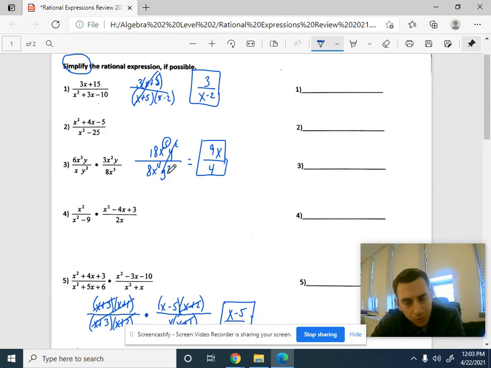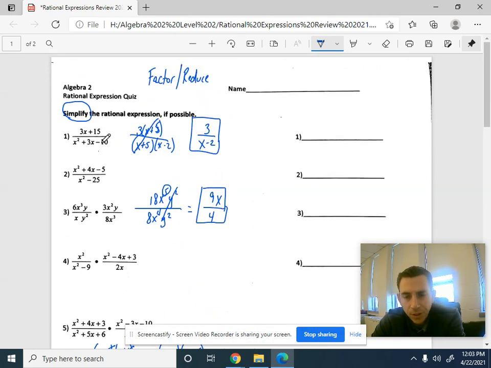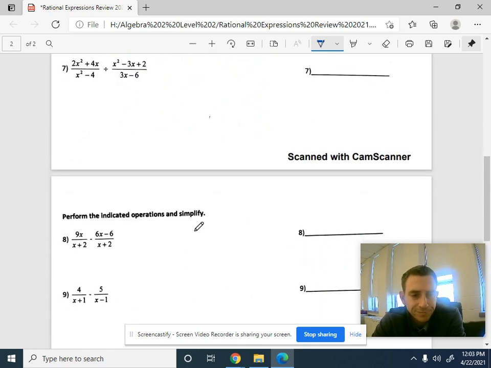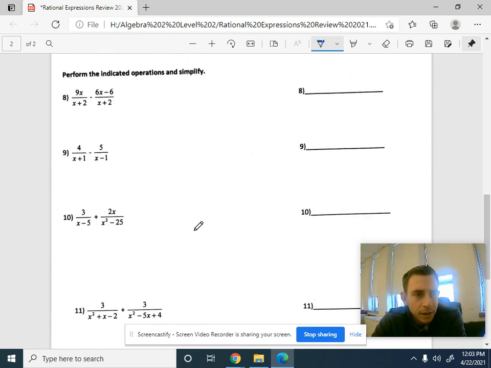So again, if you could do that front page, you have a really good understanding of what to expect as far as simplifying, multiplying, and dividing rational expressions. A lot of just factoring and reducing. Remember the steps needed should you be asked to divide. All right. The next few problems involve adding and subtracting, which is more challenging.